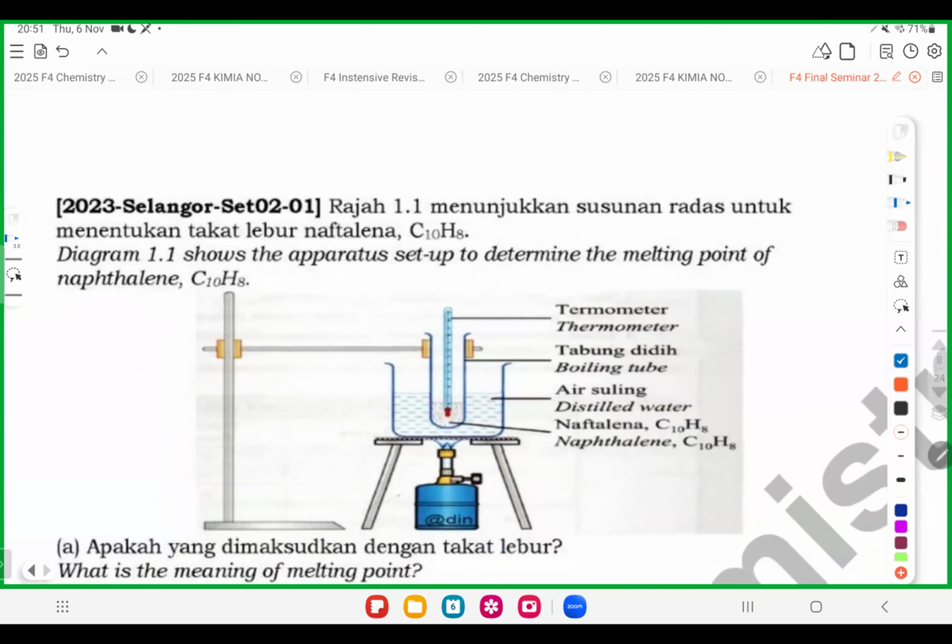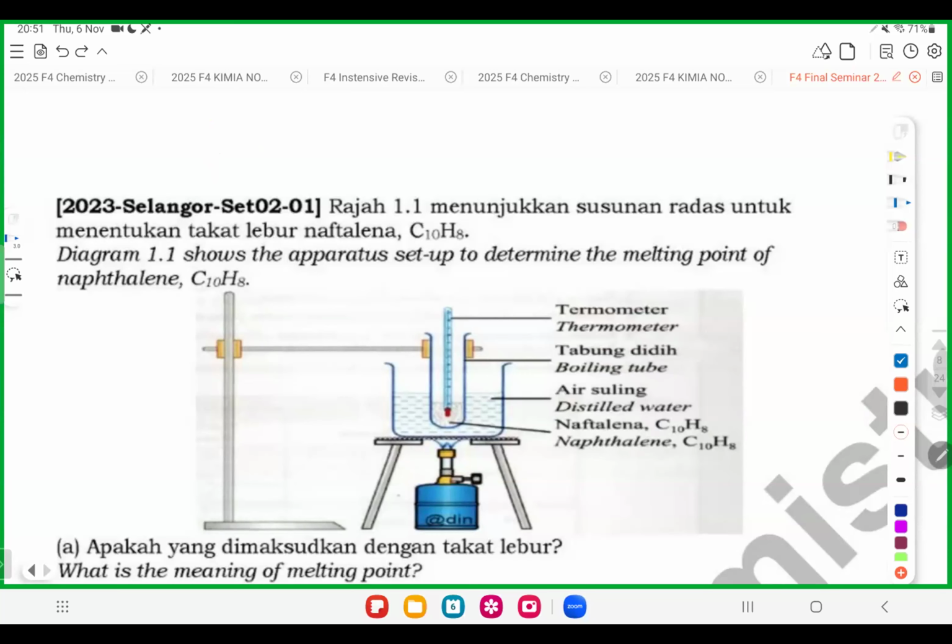Melting point is quite easy, right? This question is so easy that more than 50% of students cannot answer correctly. More than half of the students cannot even answer this question. So what is melting point, everyone? Melting point is not a point. Many students say melting point is a point where solid changes to liquid. No, melting point is not a point. Melting point is a temperature.